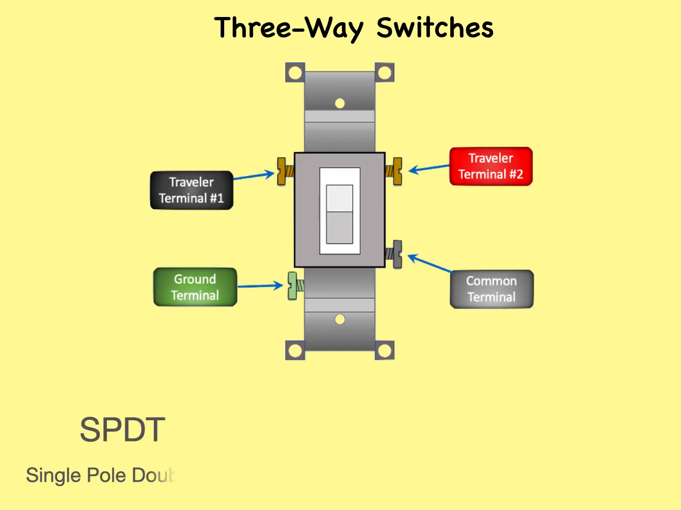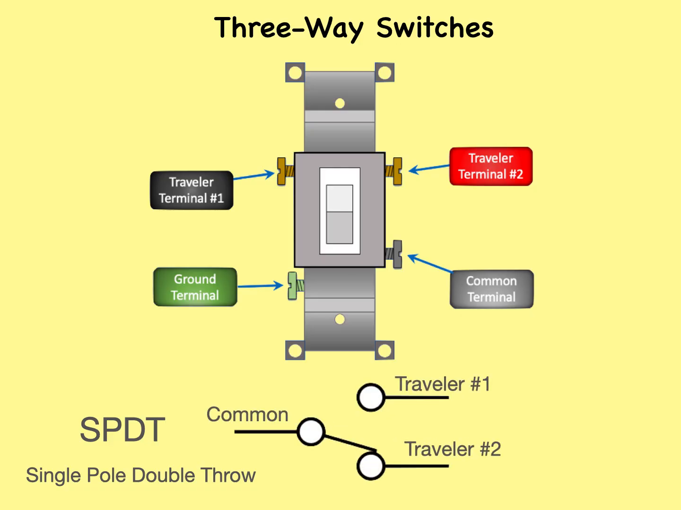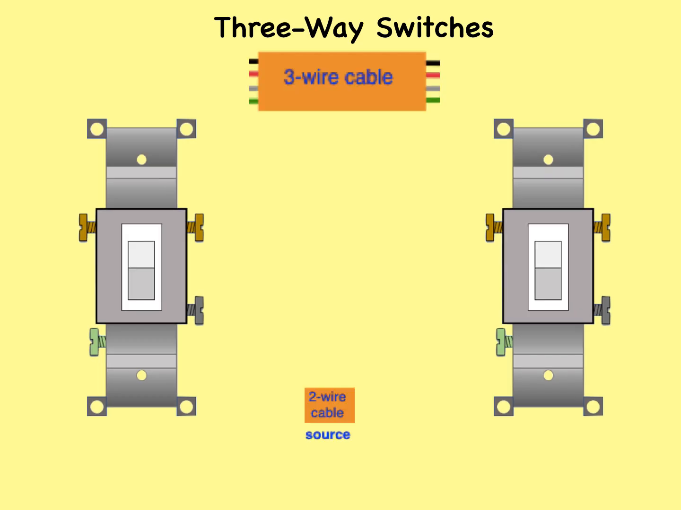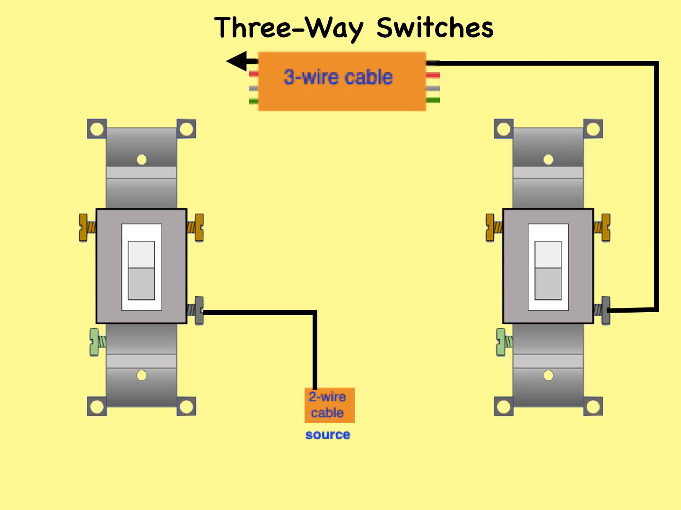A three-way switch is known as a single-pole double-throw switch, and its schematic equivalent looks like this. The common terminals will always be connected to a hot wire, either from the source or on the light fixture. These connections can be reversed if it's more convenient, as long as one of the three-way common terminals connects to the hot source and the other connects to the hot on the load. These circuits will work properly.